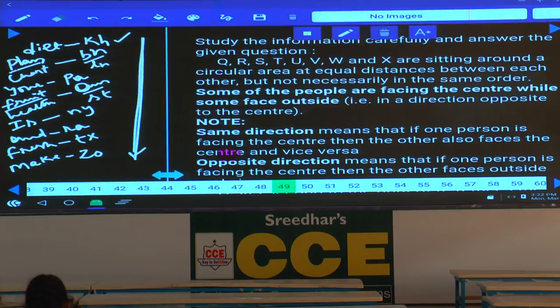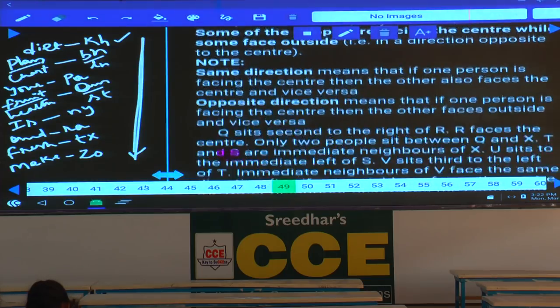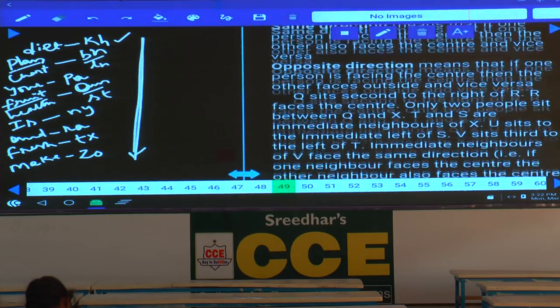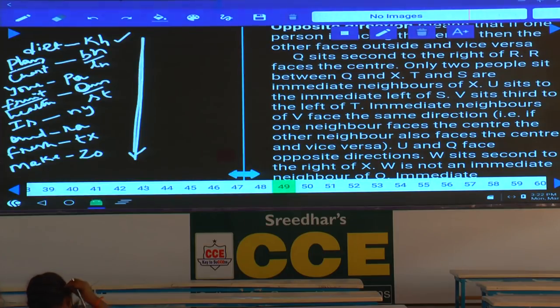Now in this question numbers 49 to 53, Q, R, S, T, U, V, W and X are sitting around a circular table at equal distance between each other, but not necessarily in the same order. Some of the people are facing the center while some of the people are facing away from the center. Same direction means that if one person is facing the center, then the other person also faces the center. And opposite means if one person is facing the center, the other person must be facing away from the center, and so on. Then, coming to the conditions here, Q sits second to the right of R.